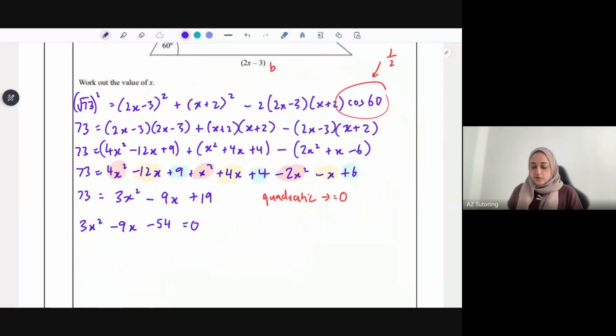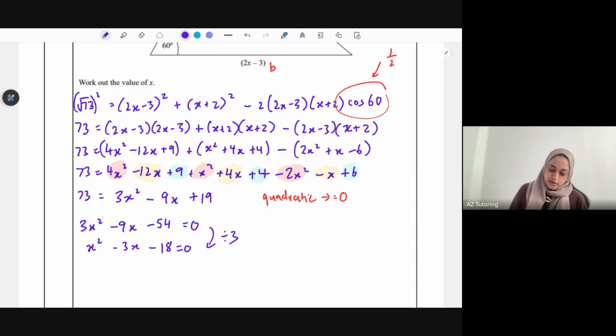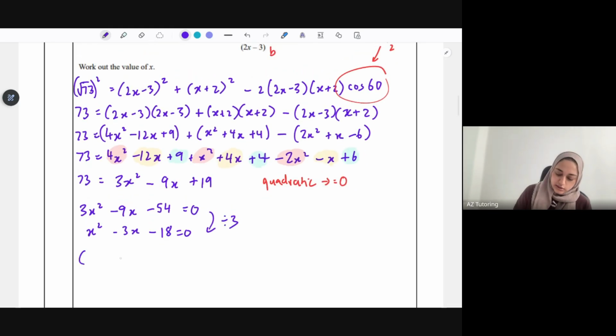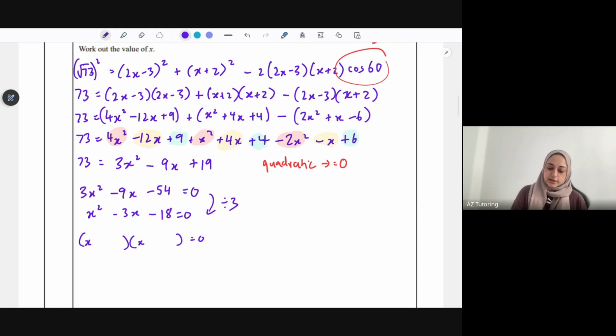Now I've noticed that 3, minus 9 and minus 54 are multiples of 3, so I can divide the whole equation by 3 to make it easier for myself. So I get x squared minus 3x minus 18 equals 0. So this is what I'm solving. Now it's up to you how you want to solve it. You can use the quadratic formula, you can just factorize it. This one's quite easy to factorize. So let's get our 2 brackets equal to 0. We need 2 numbers that multiply to give us minus 18 and add to give us minus 3.